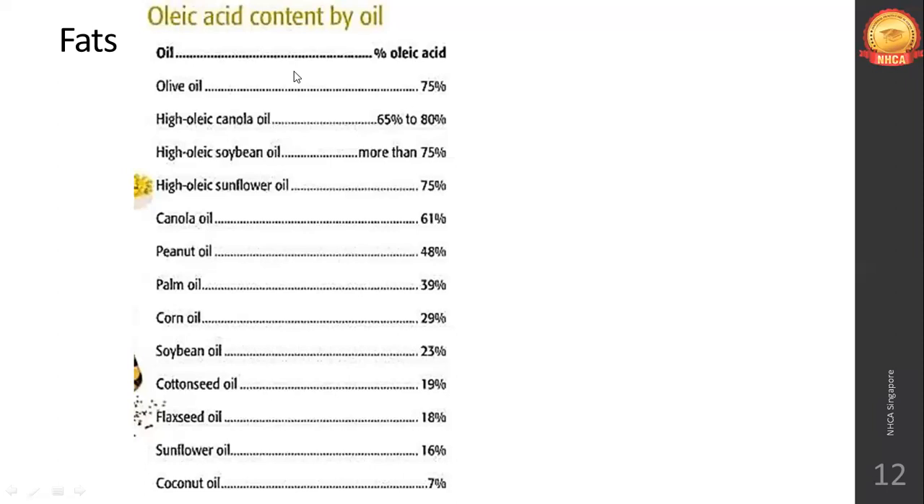Alpha linoleic acid, oleic acid, linoleic acid. These are different types of polyunsaturated fatty acid, omega-3 fatty acids. Canola oil, olive oil, soybean oil, sunflower oil. Peanut oil they have given here, it only has 48% of oleic acid. Coconut oil has the least percentage of oleic acid.